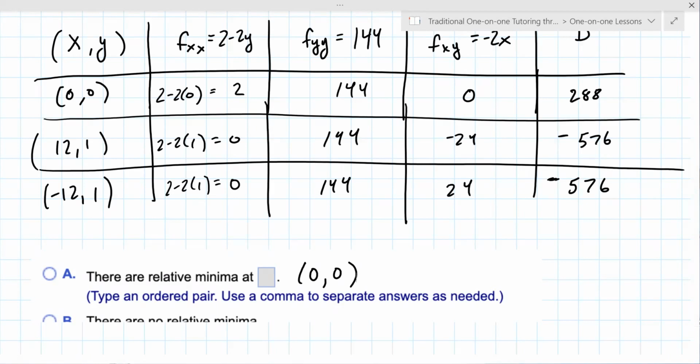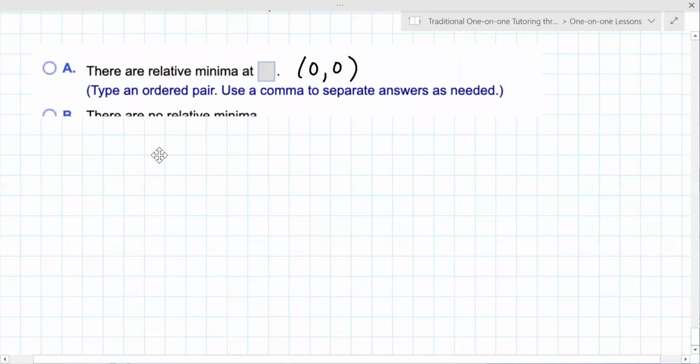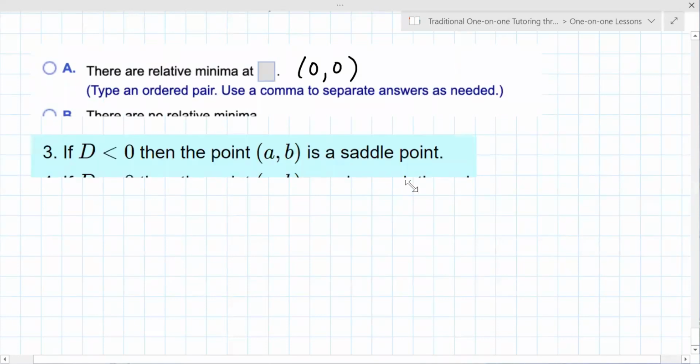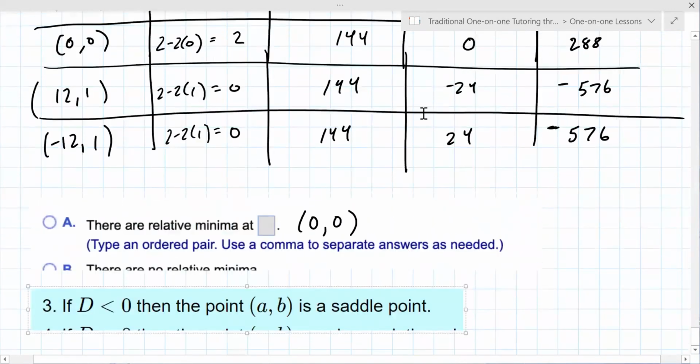They're both saddle points because the d is less than 0. And if d is less than 0, then it's a saddle point for sure. So let me snip that in here. If d is less than 0, then it's a saddle point. So you have a saddle point at the other 2 points. So there's no relative max, but there are 2 saddle points.